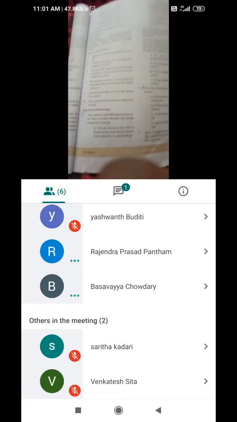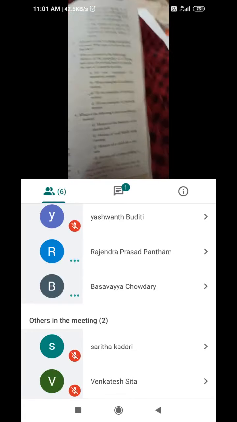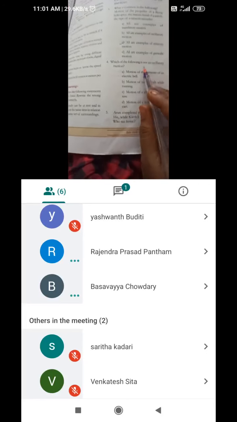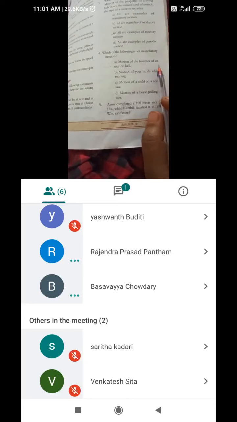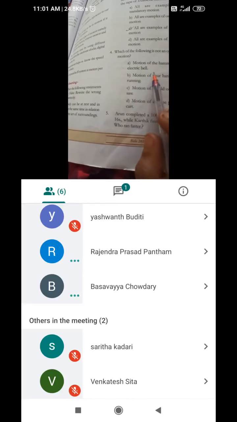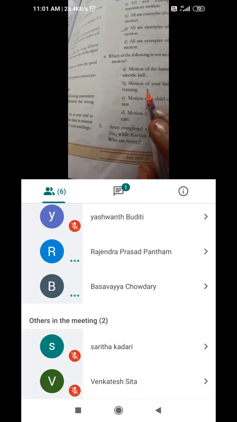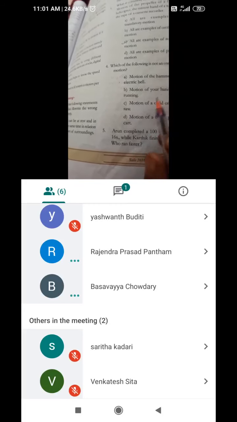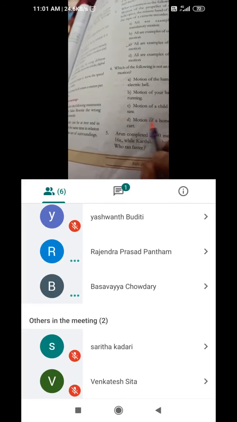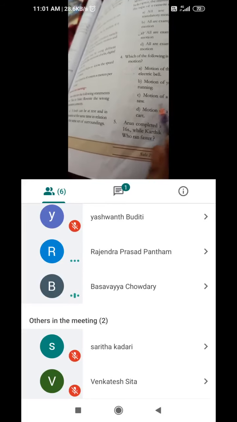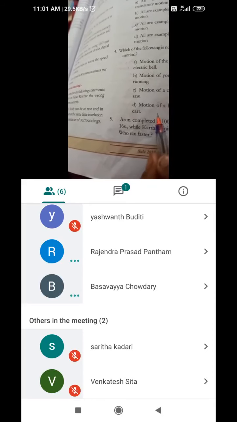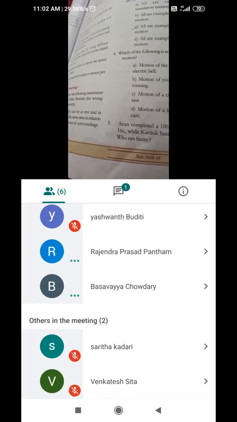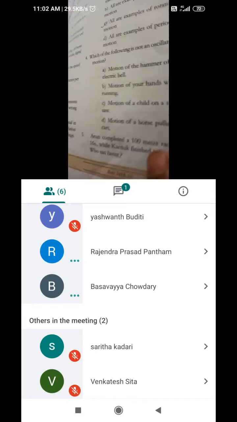First one you write, Nana. And second one also you write. Which of the following is not an oscillatory motion? Motion of a hammer of an electric bell. Yes. And motion of your hand while running. Motion of a child on a seesaw. Yes, seesaw. And motion of a horse pulling a cart. Among these, which one is not an oscillatory motion?